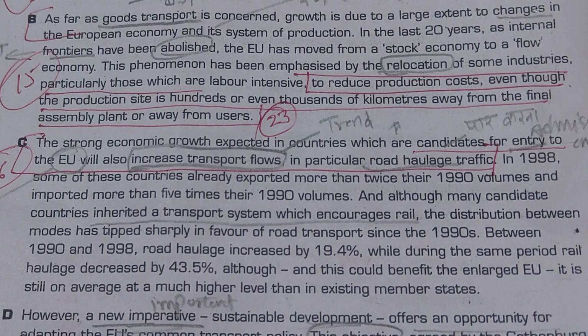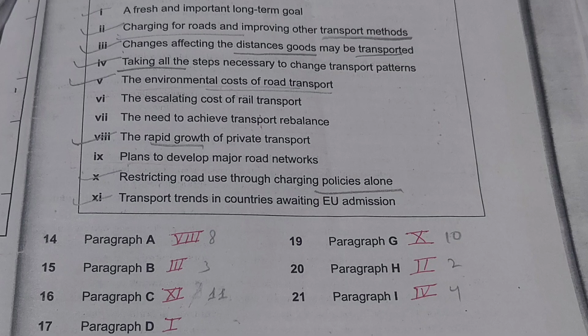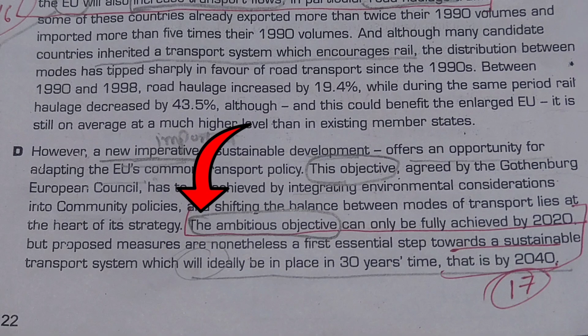Next question is paragraph D. Its heading is option 1. A fresh and important long-term goal. एक नया और important long-term goal. Let's see in the paragraph. The ambitious objective can only be fully achieved by 2020, but proposed measures were nonetheless a first essential step towards a sustainable transport system which will ideally be in place in 30 years' time, that is by 2040.